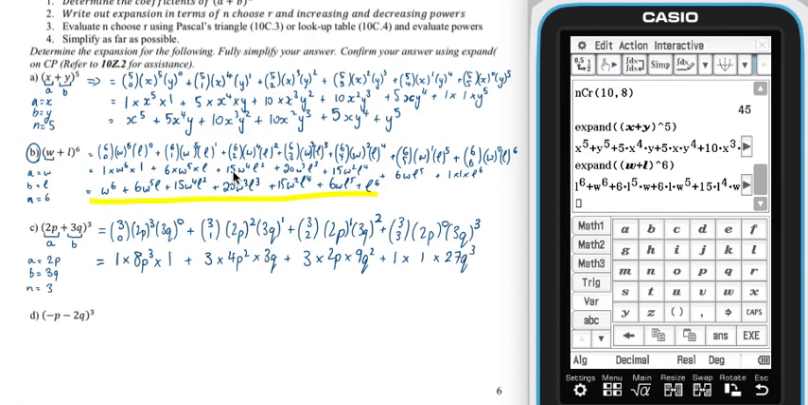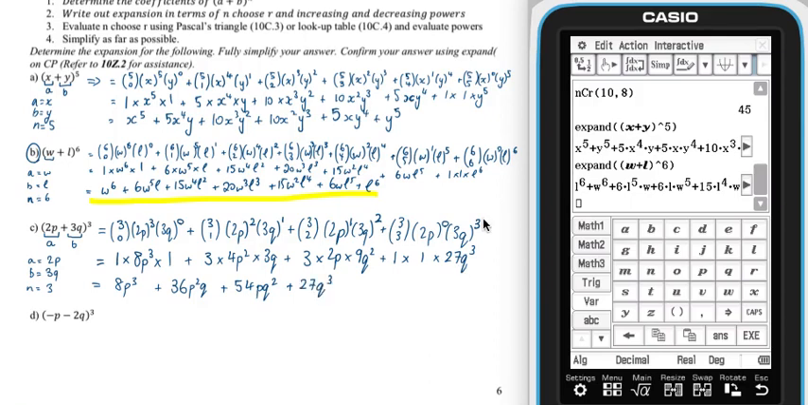Our next step is to simplify. So this is equal to 8p cubed plus, and then we've got this term, 3 times 3 is 9 times 4 is 36, p squared q, plus our next one, 3 times 2 is 6 times 9, 54, pq squared, plus 1 times 1 times 27, 27 q cubed, which I quite like saying.